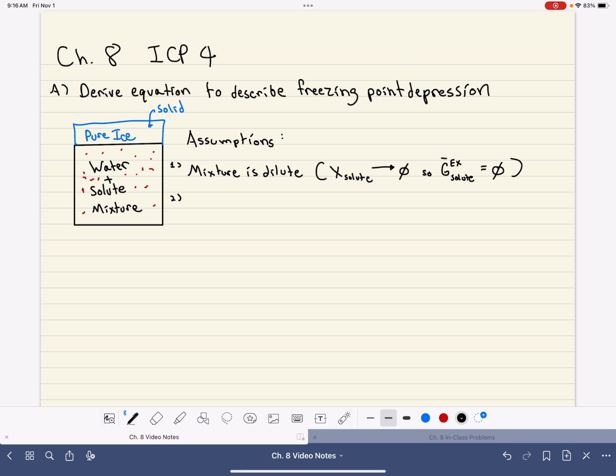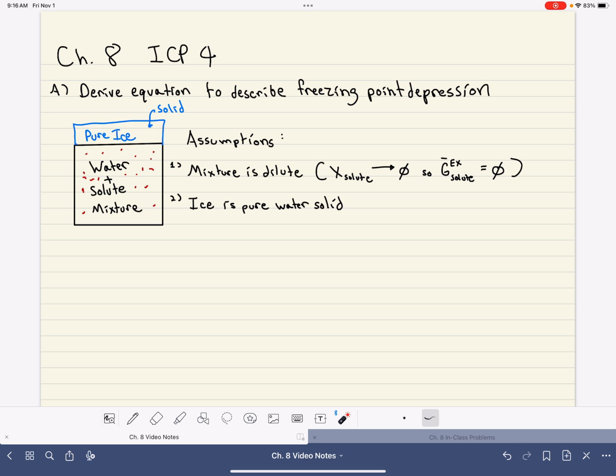So we won't have to account for any sort of very strong non-ideal interactions in the system. The second assumption has to do with the solid phase, the ice. We're going to say that the ice is just going to be pure water, such that there's absolutely no solute or any salt in there.